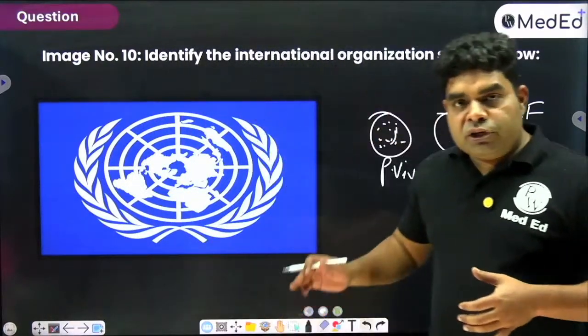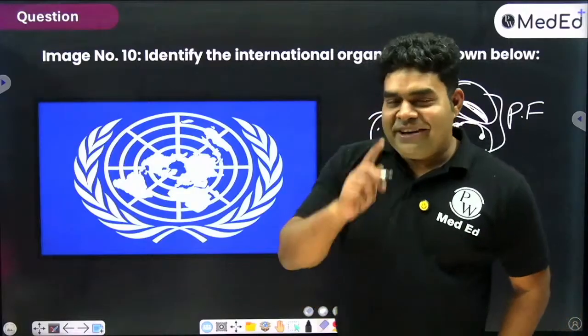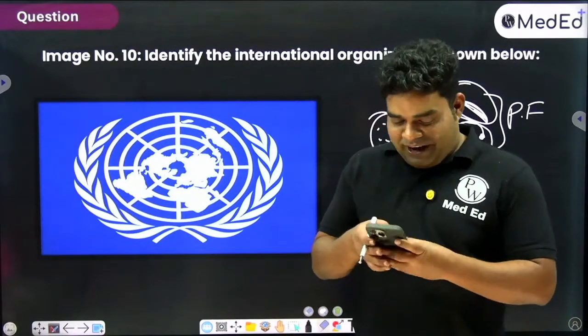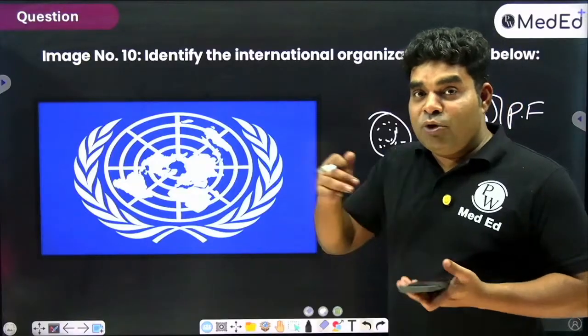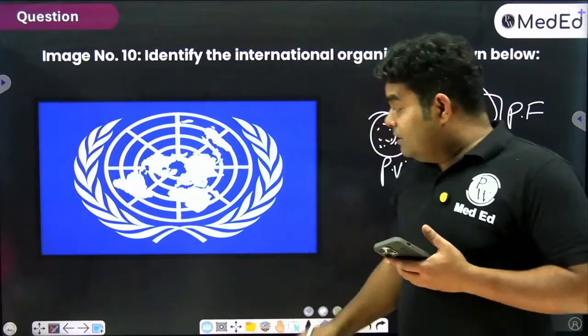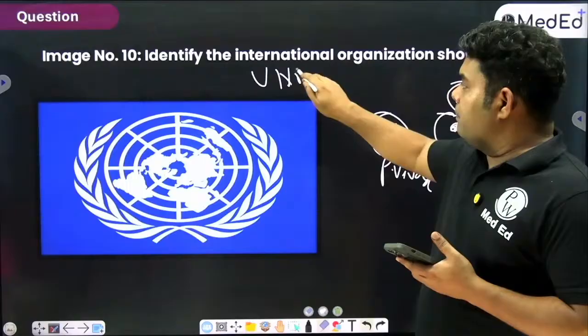Now, which organization logo is this? I bet you will tell it wrong. Try to guess it. This is an organization, not WHO. WHO will have a snake and a ladder. This is UNDP, United Nations Development Program.